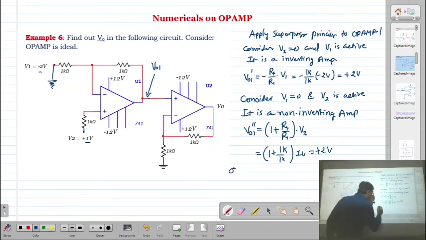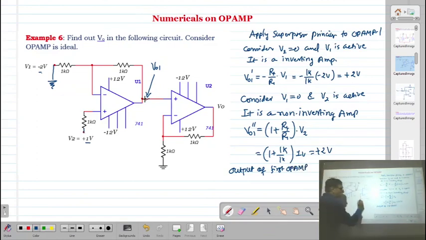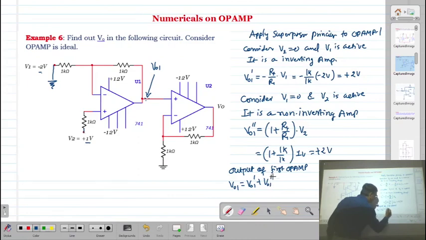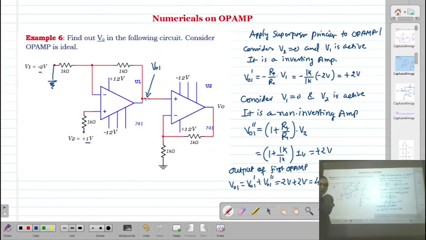Therefore, the output of the first op-amp, means we are talking about this, VO1 is equal to VO1 dash plus VO1 double dash, equal to 2 volt plus 2 volt, it is 4 volt. So we have calculated the potential at this point, it is 4 volt.